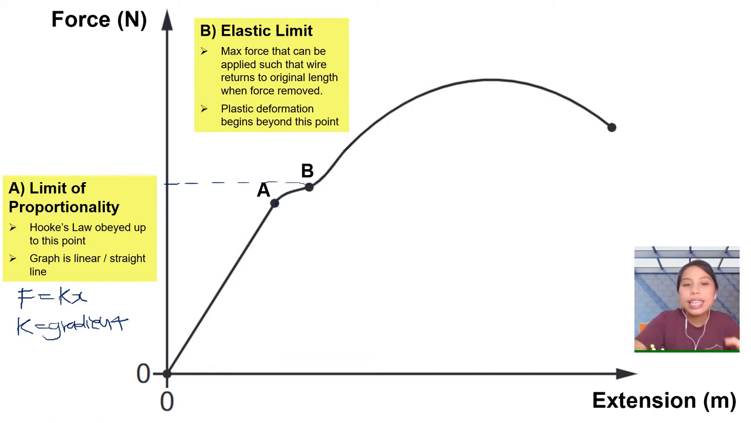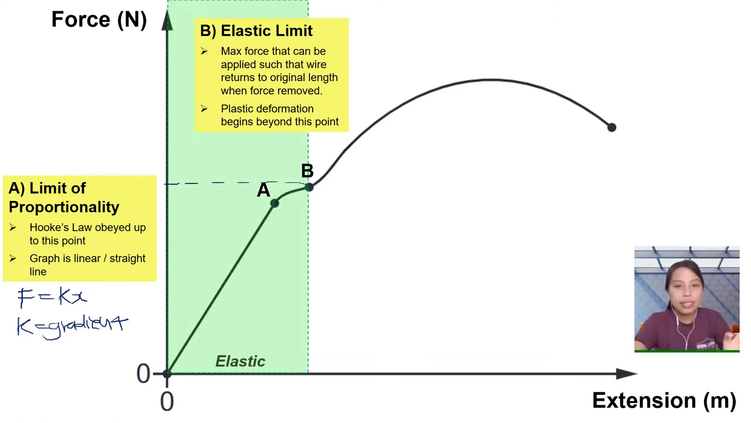Let me recap a bit. Elastic means, let's say you have a spring, you add a load on one side and increase it until this point. If you remove the load, the spring will go back to its original length. If you remove the load, it'll just go back and have zero extension again. That's what it means to be elastic. An object will return to its original length. But beyond this, what happens? The first part here is the elastic region. The metal wire is considered elastic.